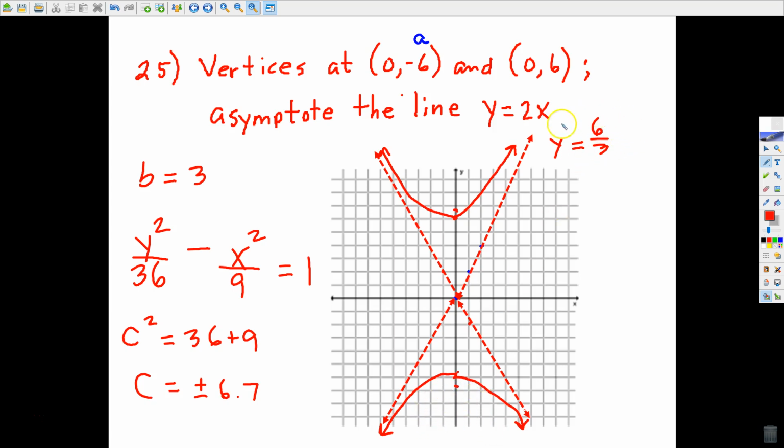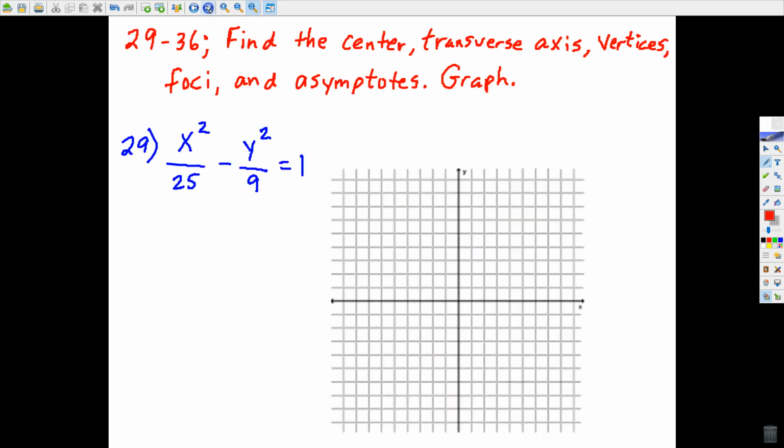Okay, this one's a little weird, so any questions on how, given the asymptote line, you can come up with a missing piece? Okay, for sake of time, let me go ahead and work one of these from this set of problems. And let me talk about this idea of the transverse axis.